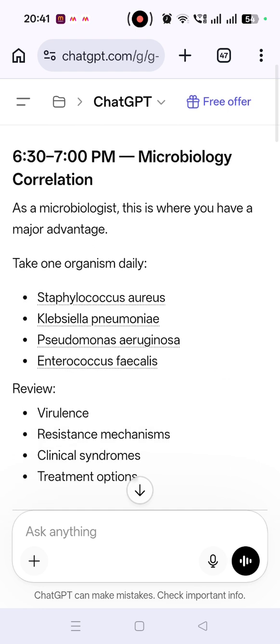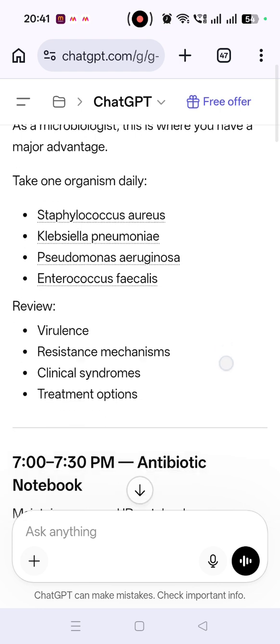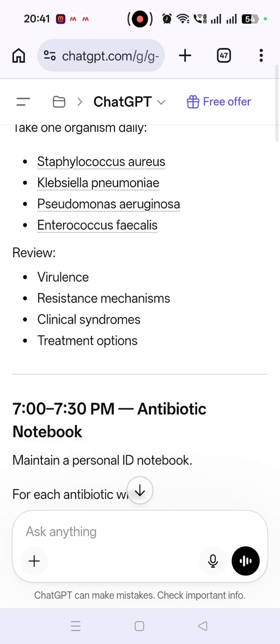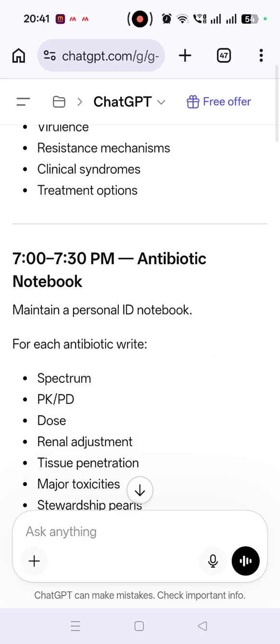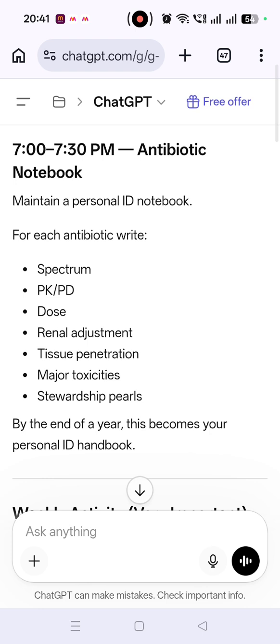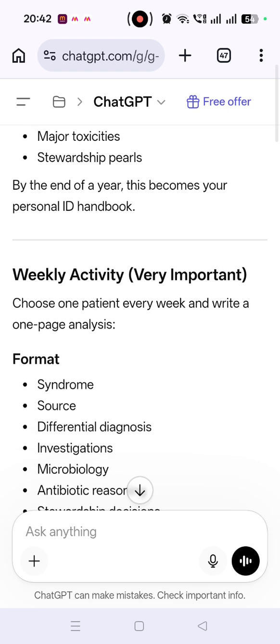Then microbiology correlation is important. As a microbiologist, this is where you have a major advantage. You can read about important organisms like Staph aureus, Klebsiella pneumoniae, Pseudomonas aeruginosa, and Enterococcus faecalis, and read about their virulence, their resistance mechanisms, what clinical syndromes they may cause, and the treatment options available. One should also have an antibiotic notebook. In that, for each antibiotic you can note the spectrum, PK/PD, dose, renal adjustment, tissue penetration, major toxicities, and stewardship pearls. This is a very important book.